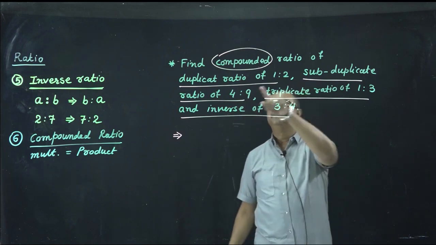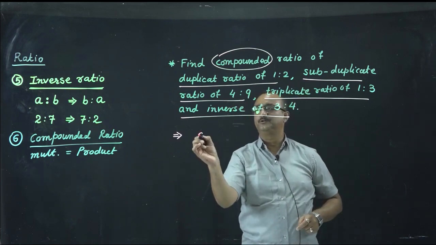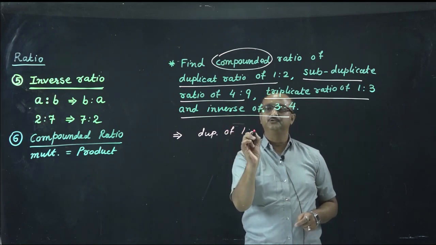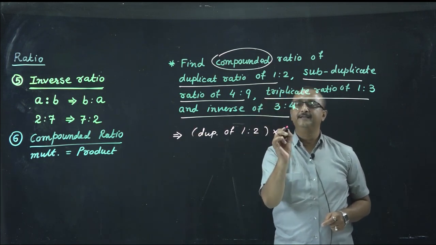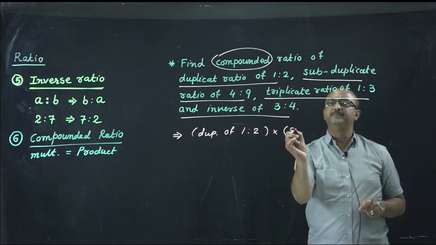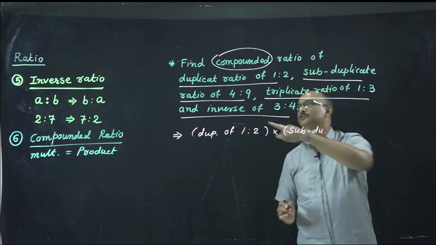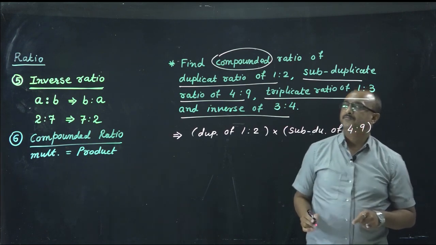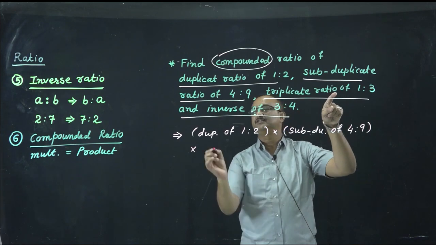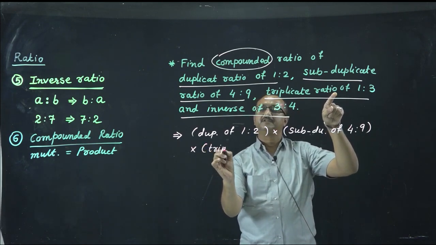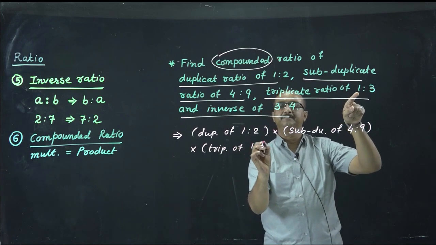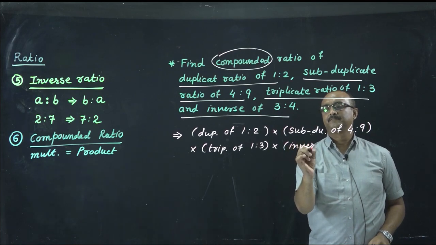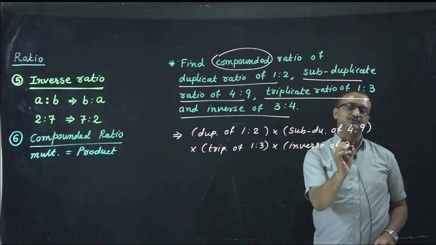Okay, see, we have to find the duplicate ratio of 1 is to 2. So I am writing in short, duplicate ratio of 1 is to 2, multiplied by the subduplicate ratio of 4 is to 9, multiplied by the triplicate ratio of 1 is to 3, multiplied by what? Inverse of 3 is to 4.